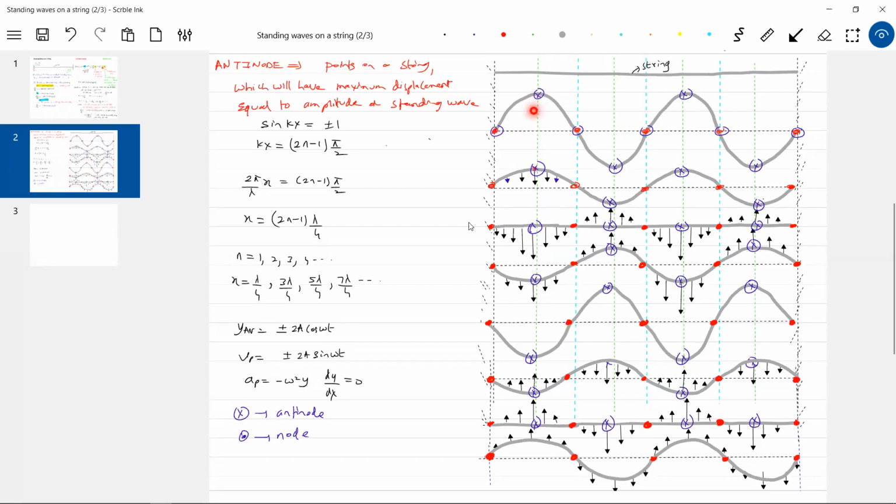What is amplitude? Maximum displacement from mean position is different for different points. But what about the time taken? It will be the same. All will take the same time to complete one oscillation. So you look at this antinode and this point, both will take the same time to come to mean position. So how much is the time?